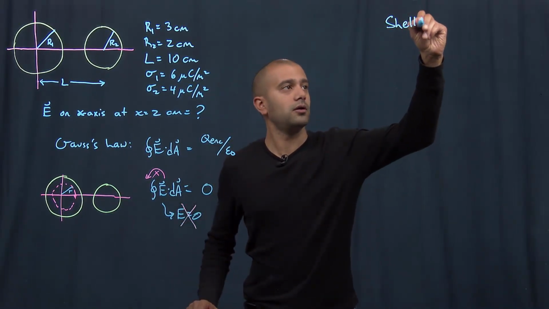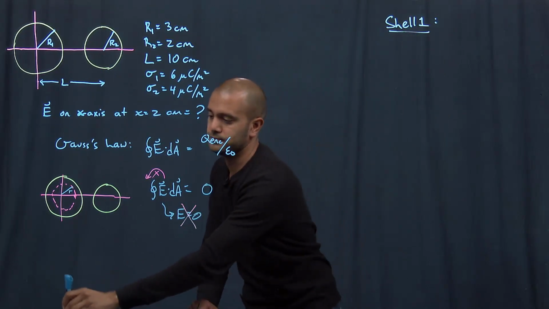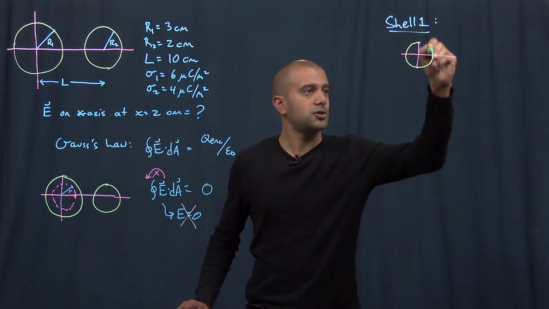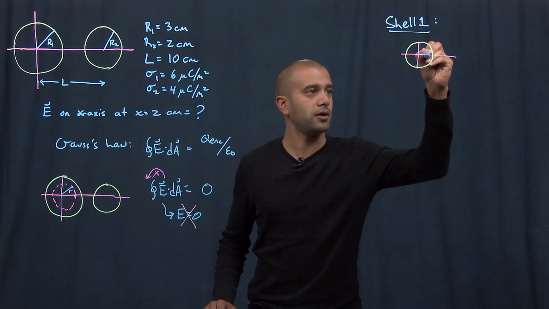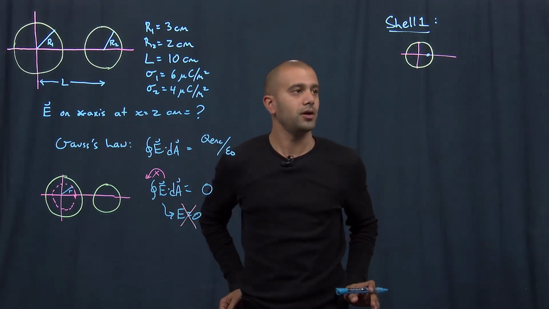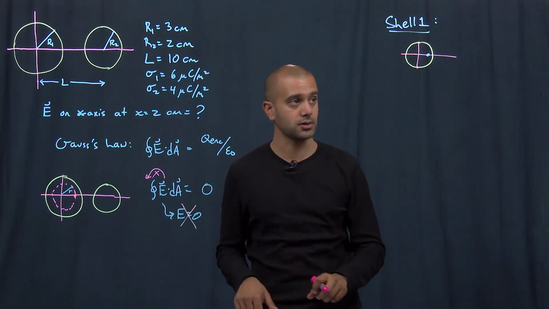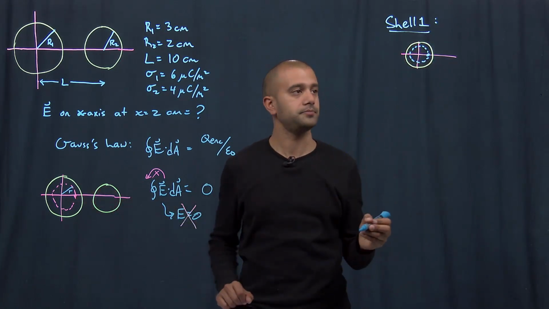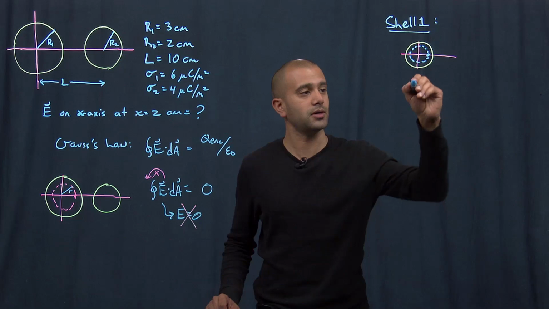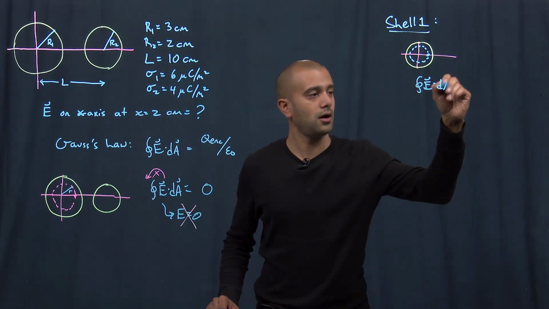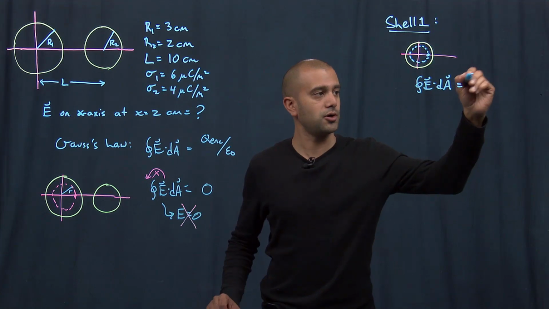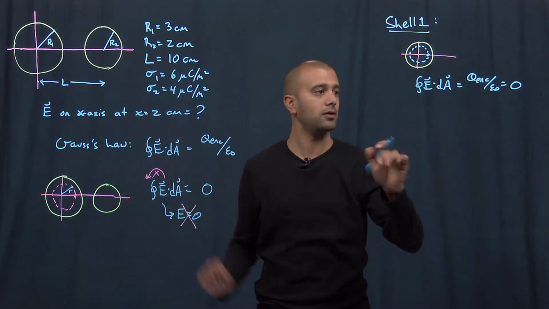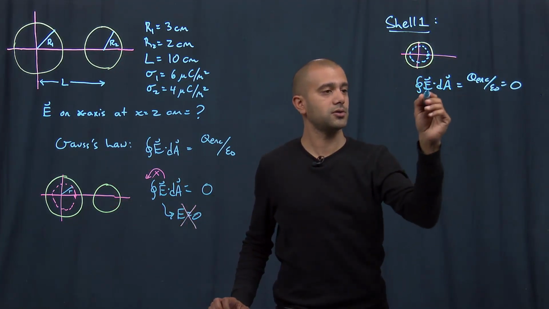So if we do shell 1, and what we have is this shell, and what we're looking for is the electric field at this point right here at x equals 2 centimeters. And so we can use a Gaussian surface for this one that looks like this. Just the one we drew earlier. Now this one is going to be useful because now if we use Gauss's law, we have that this equals the enclosed charge, which is 0, of course. Again, we're just considering this one shell by itself, so we can ignore this shell for now. There's no charge inside this Gaussian surface, so the flux is going to equal 0.